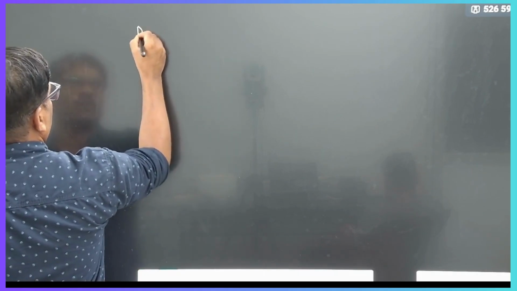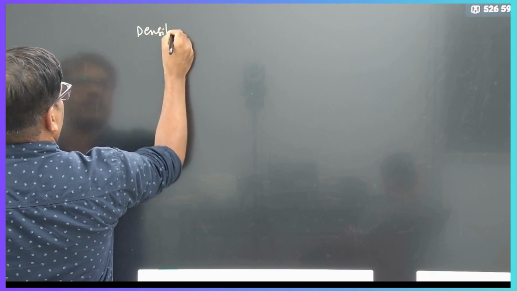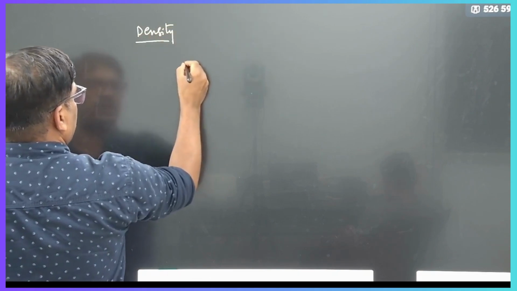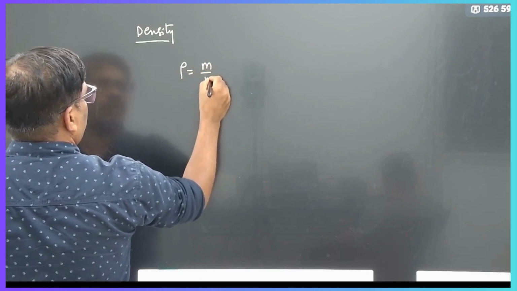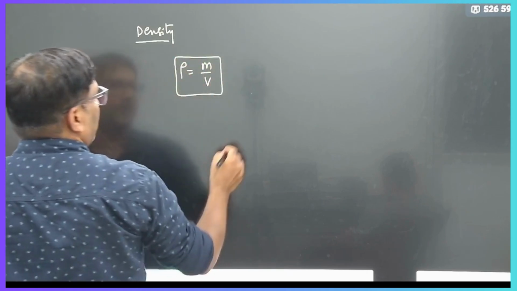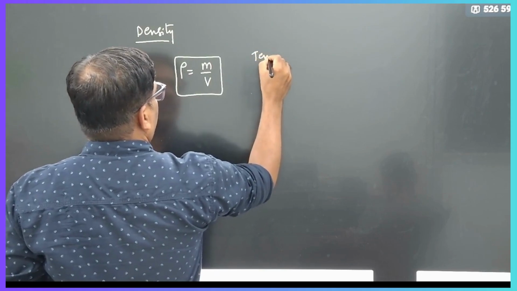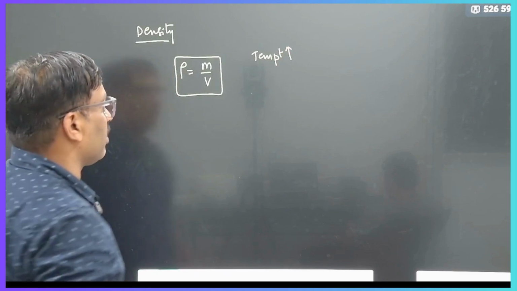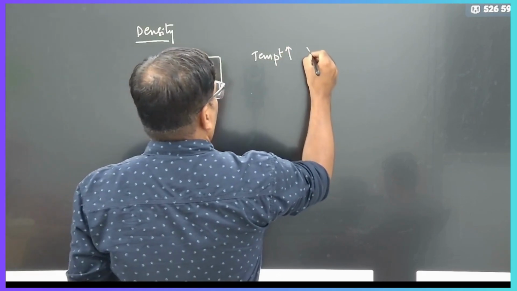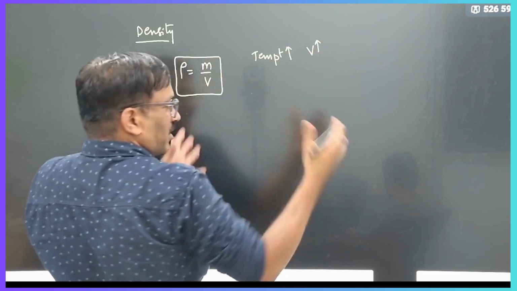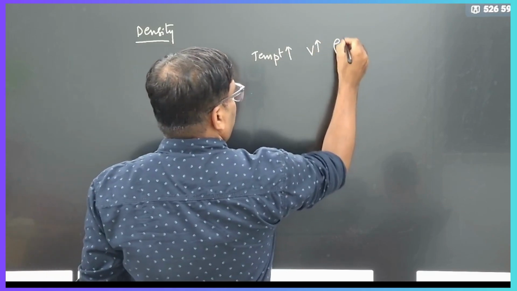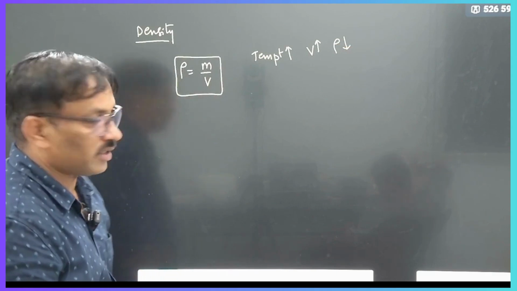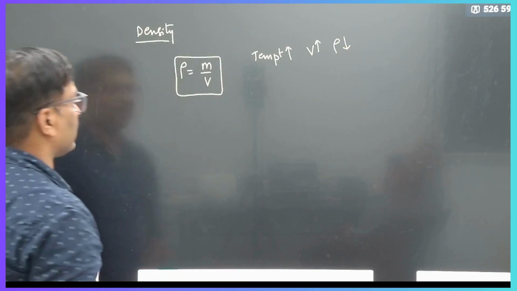Now, one more application. Density. What is the density here? How will the density change? See here. What is the formula for density? Mass by volume, right? So when temperature increases, what will happen now? Volume will increase, it expands, right? Density, what will happen? Density will decrease.